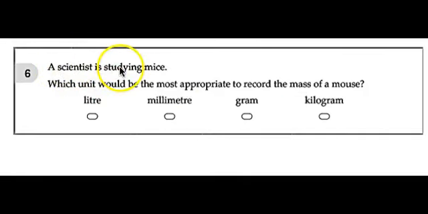A scientist is studying mice. Which unit would be most appropriate to record the mass of a mouse? Now, litres is used to record volume, or capacity. Millimeters, that is like what's on your ruler. It's got millimeters and centimeters. So that records length. Grams, that records mass. And kilograms also records mass.